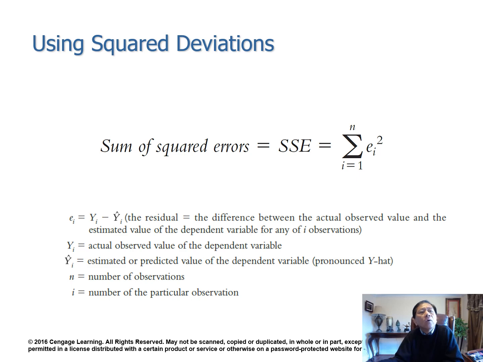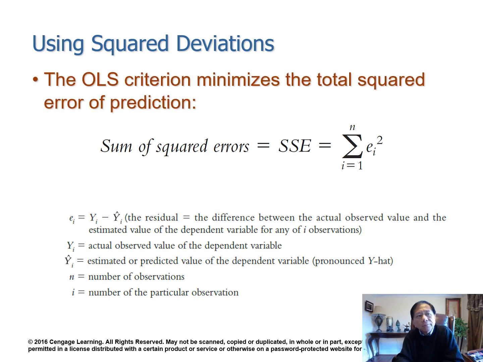Here e_i is y_i minus y hat_i. So that's the residual, the difference between the actual observed value and estimated value of the dependent variable in the observation. Y_i is the actual observed value of the dependent variable, y hat is the estimated value, n is the number of observations, and i is the number of the particular observation.